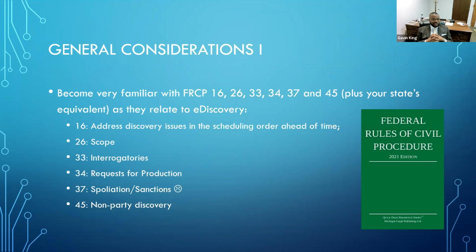Rule 37, look, we hate to imagine lawyers behaving badly, and people getting rid of documents and information, electronically stored information that you should have, but it happens sometimes. And then Rule 45, non-party discovery. Just like any other case, you need to consider what information you're going to need from people who aren't parties to your lawsuit. Let's go next slide.